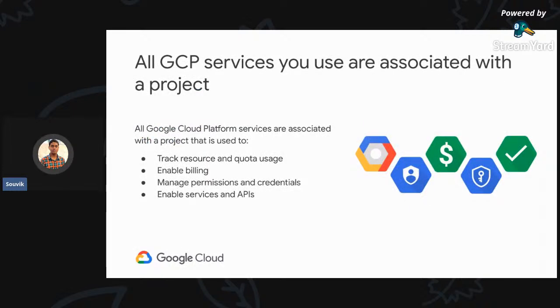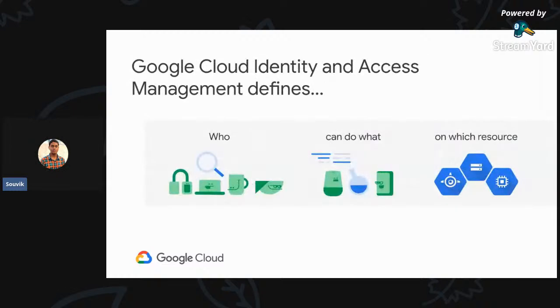So let's look at some of the Google Cloud Platform services. All Google Cloud Platform services are associated with a project that is used to track resource and quota usage, enable billing, manage permissions and credentials, and enable services and APIs.